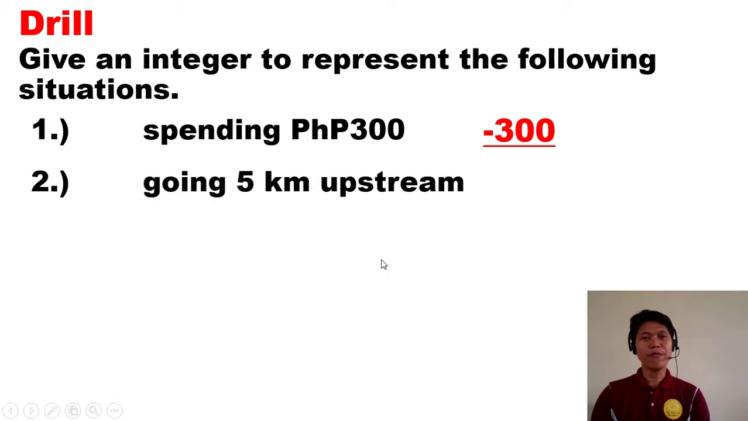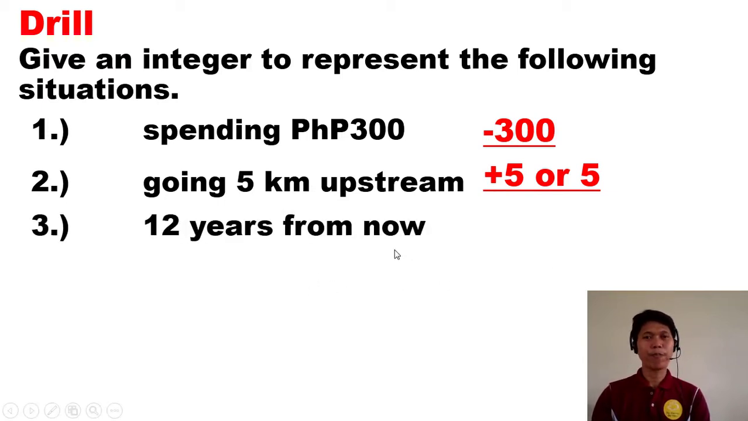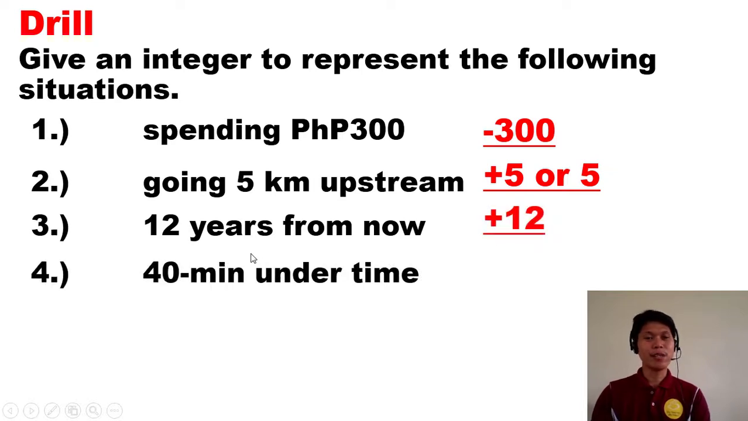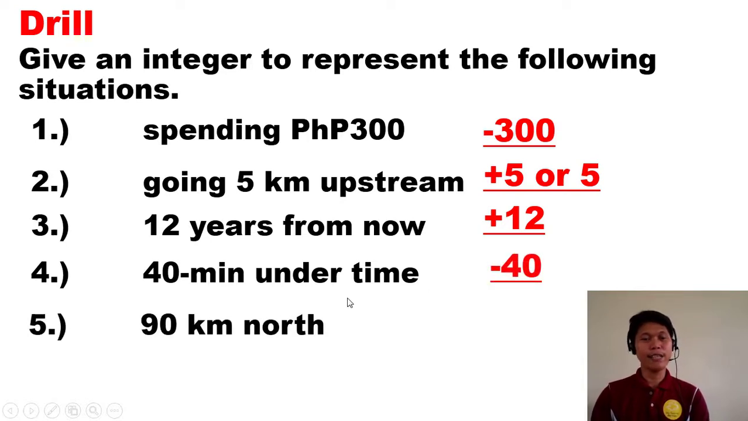Number 2, going 5 kilometers upstream. Okay, so positive 5 or 5. Number 3, 12 years from now. Okay, so 12 or positive 12. Next, 40-minute under time. Okay, so it is obviously negative 40. And number 5 is 90 kilometers north. Okay, so the answer is positive 90 or 90. Did you get all correct answers?